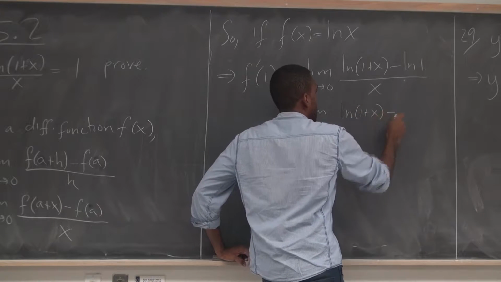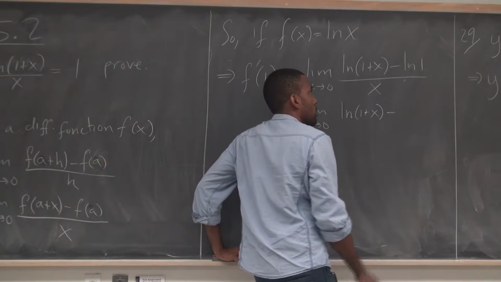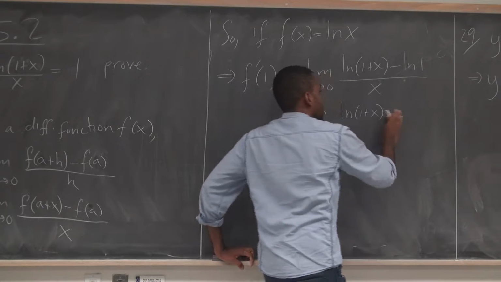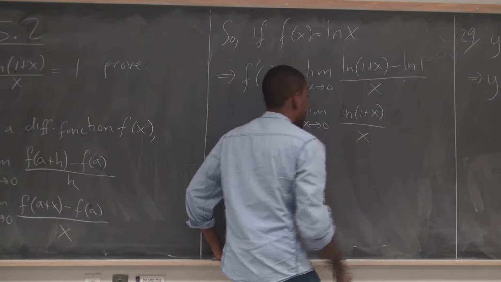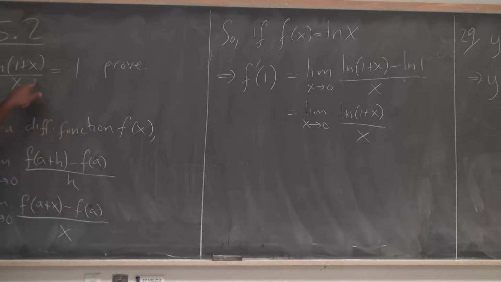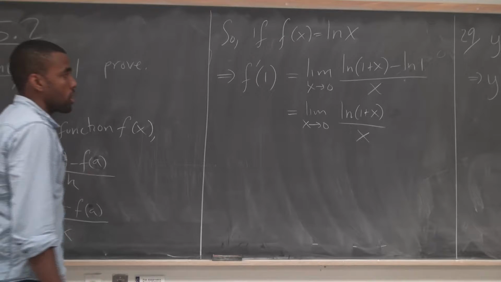Ln of 1 plus x, can't really do anything with that. What's ln of 1? That's just 0, right? So we don't even worry about it over x. Now you might notice that this guy is the same one they asked us about, right? So the question is, how do we know it's 1?